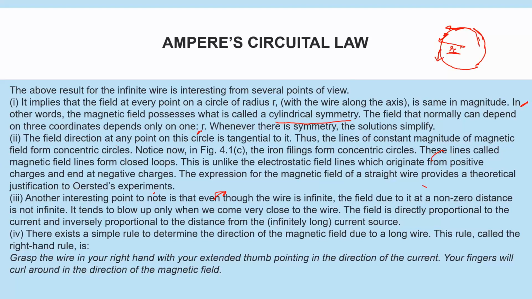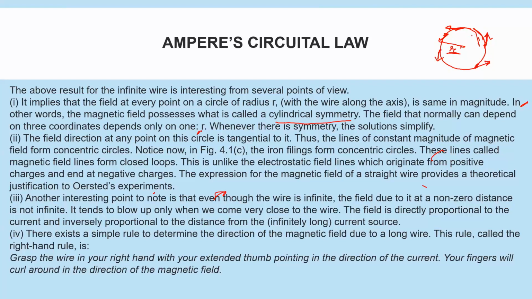The field direction at any point on this circle is tangential to it, as I explained before. If you consider the field at this point, the direction would be tangential, so this is the direction of B over here. But if you are considering it over here, it is going to be tangential over here. You see that the direction has changed. So the field direction at any point on this circle is tangential to the circle. So the lines of constant magnitude of magnetic field form concentric circles.